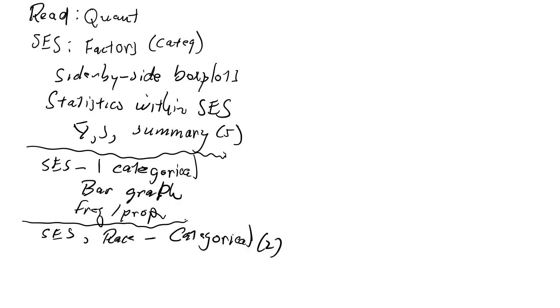What do I do when I have two categorical variables? What is the picture? It's stacked bar plots. And what are the descriptive statistics? Well, again, we're looking at proportions, but this time we have to look at conditional proportions. So now we've got to think, do I want my proportions to be conditioned on SES, or do I want them to be conditioned on race?